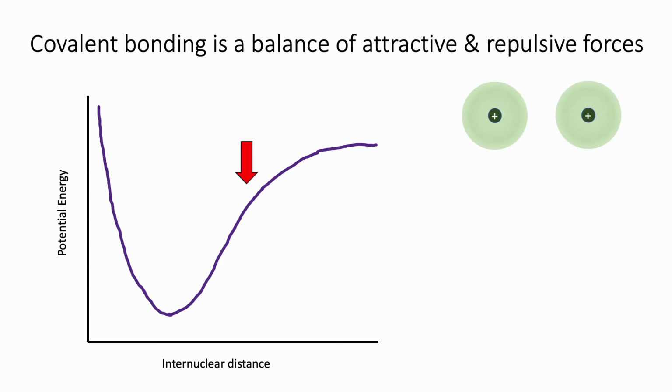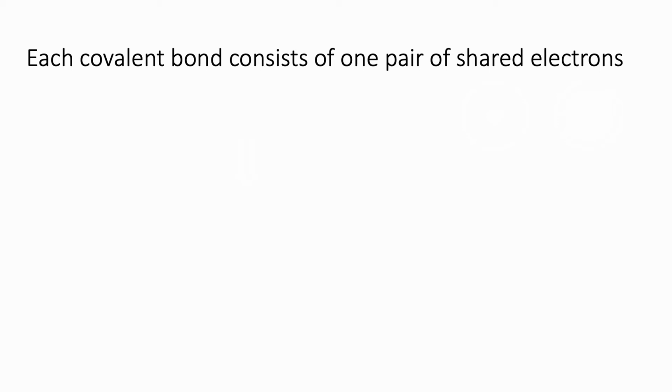And somewhere in between those two extremes, we have the happy medium where the nuclei are as close as they can possibly get without pushing each other apart. So when we talk about covalent bonds, what we're talking about is one pair of shared electrons.